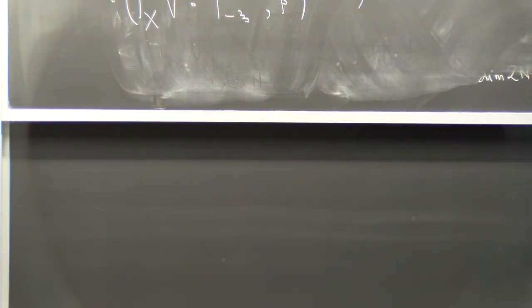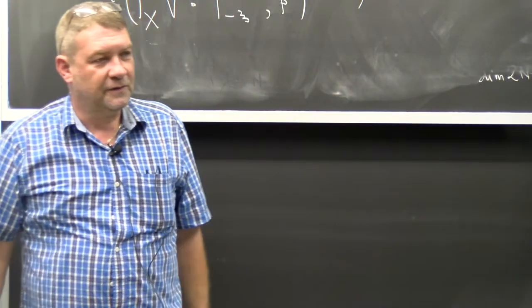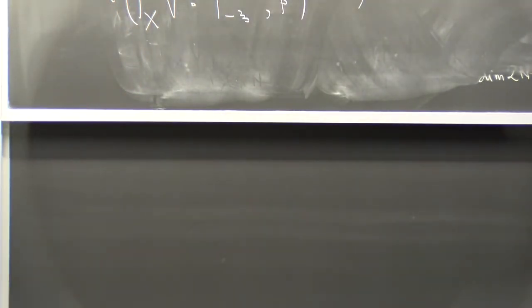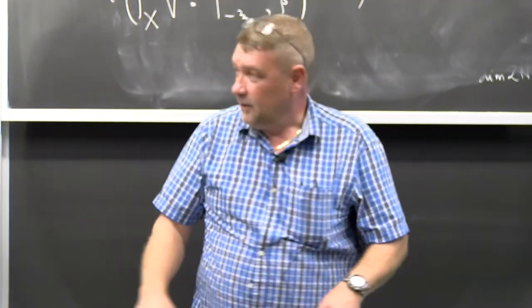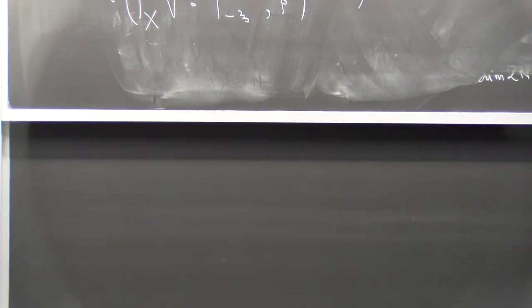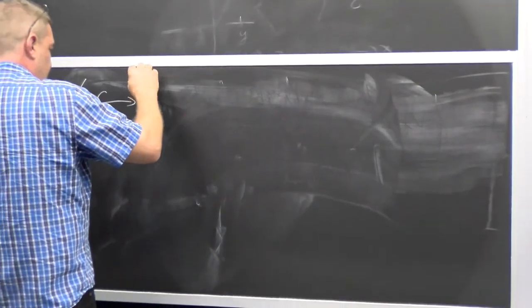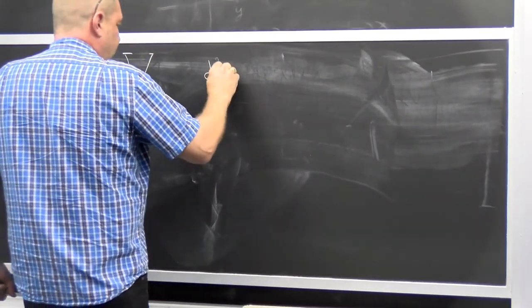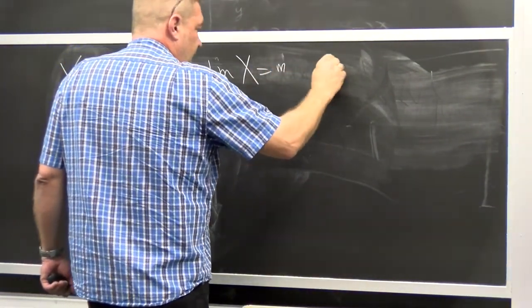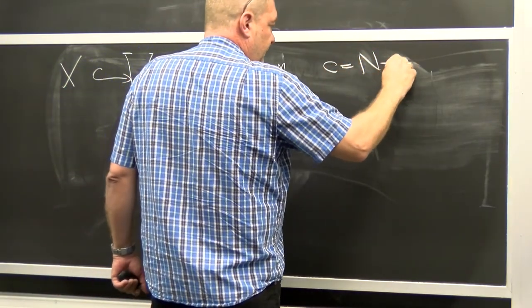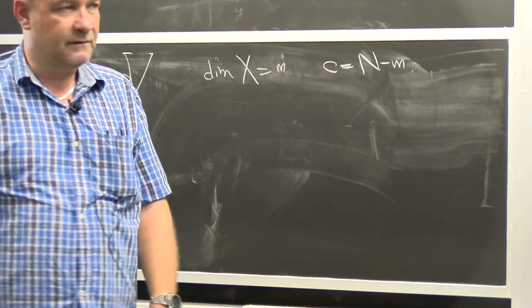Good. So now, the Weyl tube formula. I like this formula very much. It's a really beautiful result. Let me go through this carefully. So we start with X, a compact submanifold in V. I'll write the dimension of X is m. And c is the codimension of the manifold.